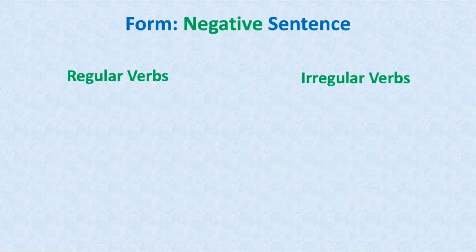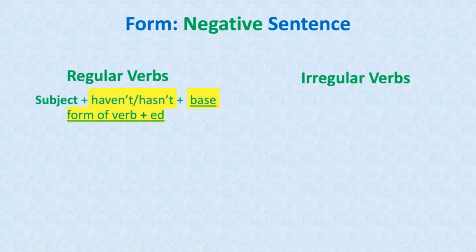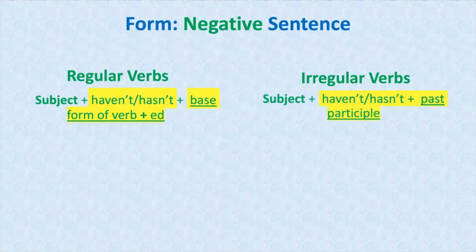Let's look at the negative sentence. To make a negative sentence in present perfect with a regular verb, you will use a subject, then you will use auxiliary haven't or hasn't, depending on whether your subject is plural or singular. You will use base form of the verb and end in ed. To make a negative sentence using a regular verb, you will start with a subject, add auxiliary plus not, haven't or hasn't, and past participle.